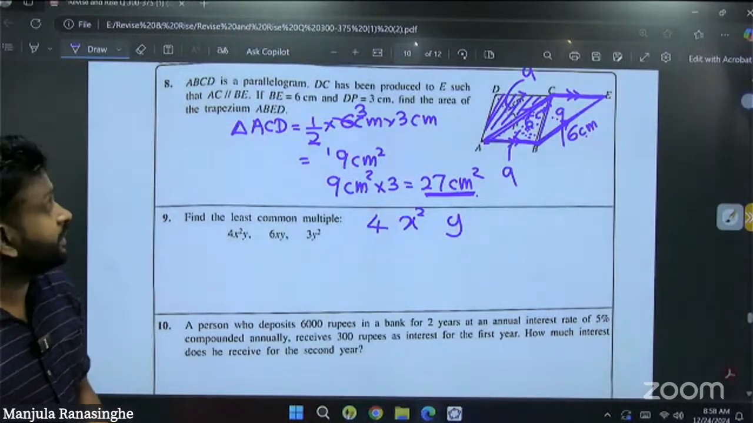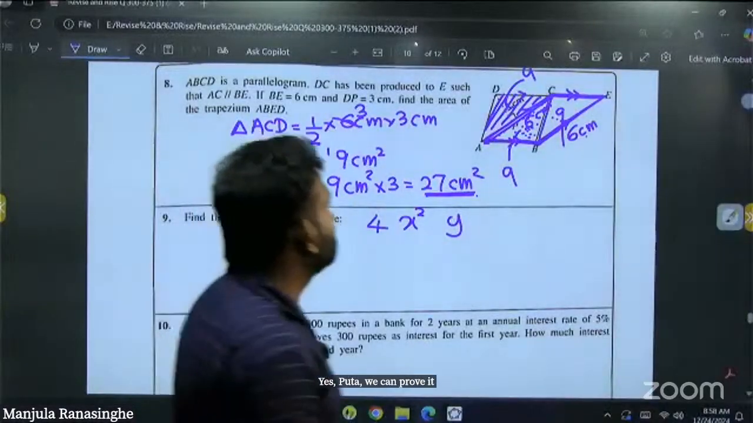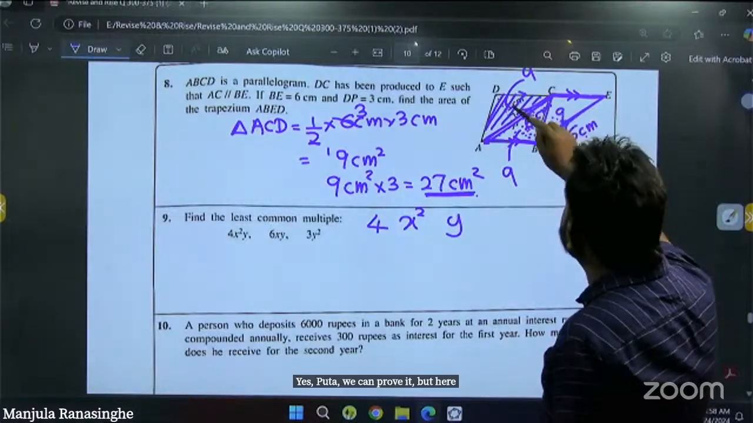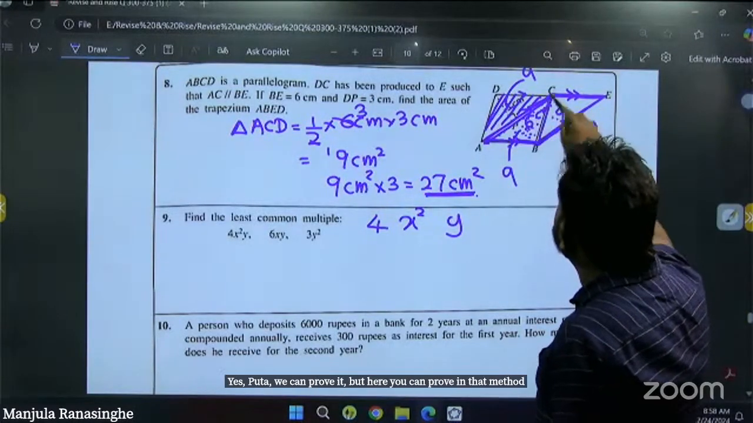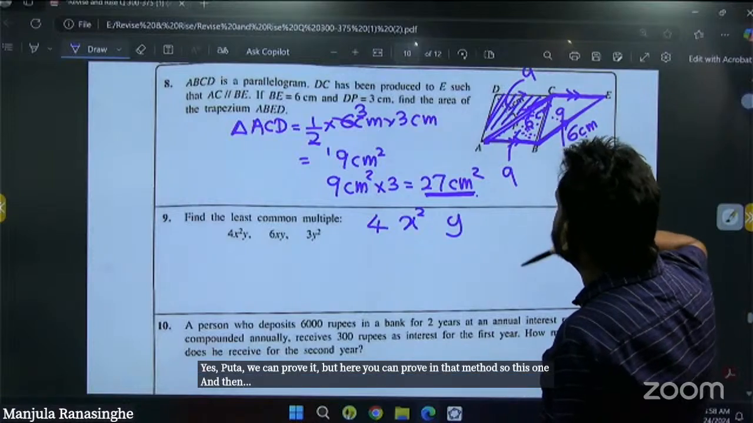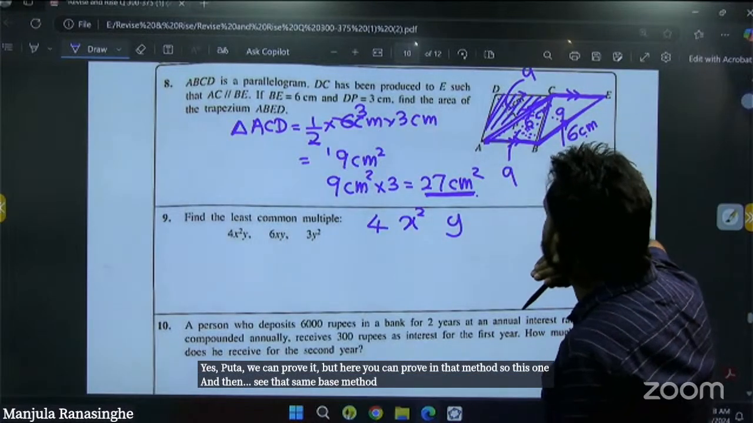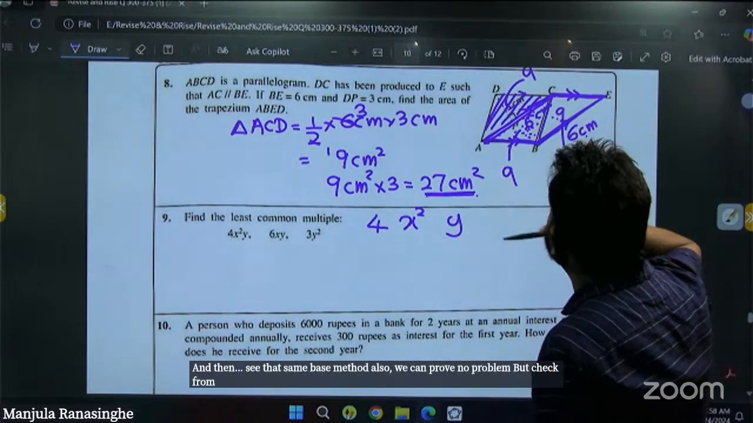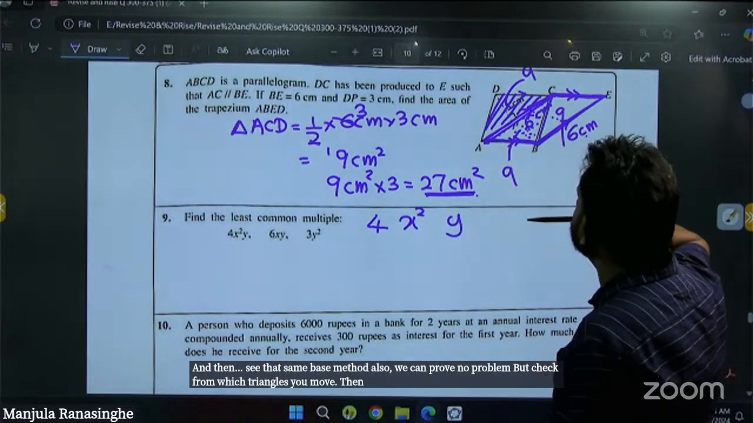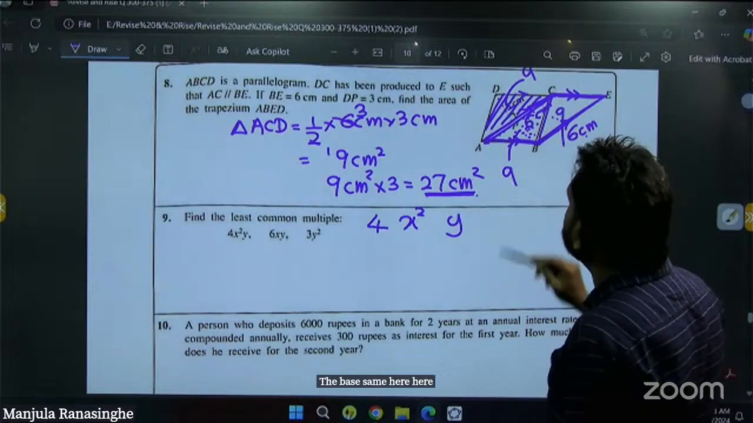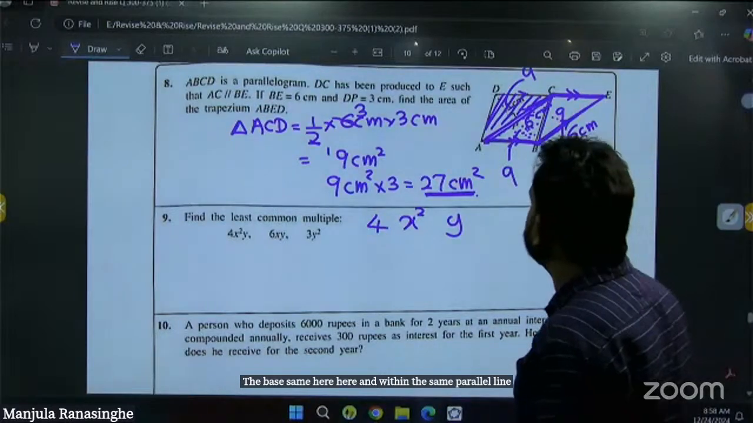Yes, we can prove it, but here you can prove in that method. You can see that the same base method also we can prove it, no problem. But check from which triangles you move. Then you have to say that the base is the same here, here, and within the same parallel lines. Likewise, you can move, no problem, right?